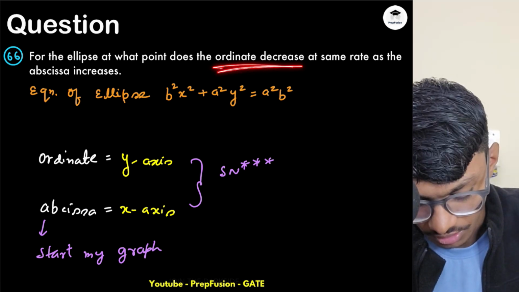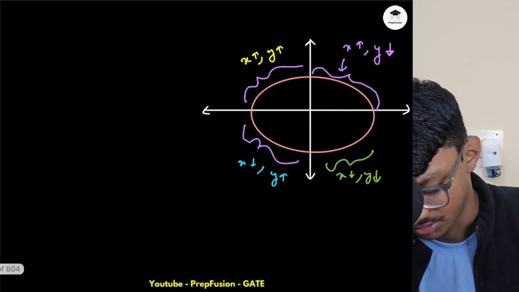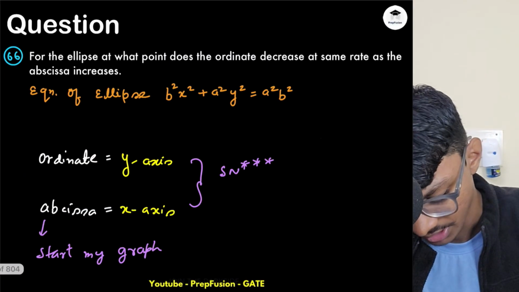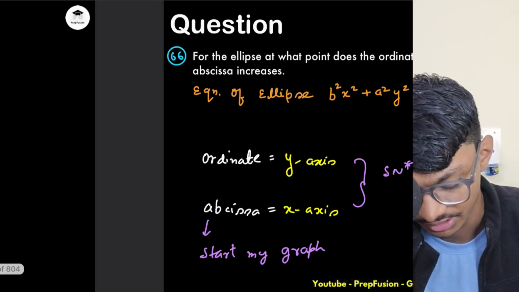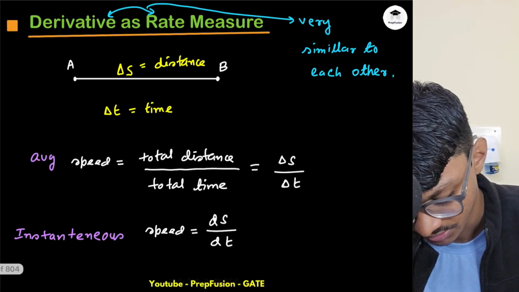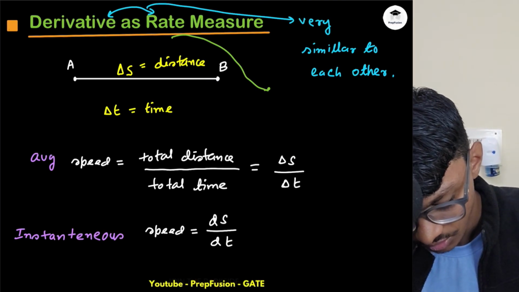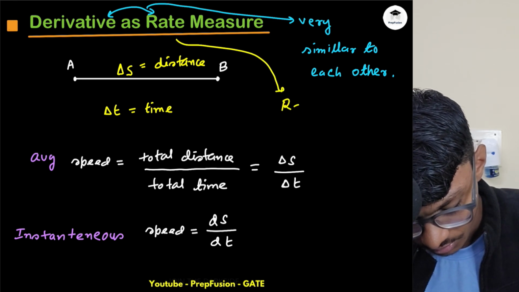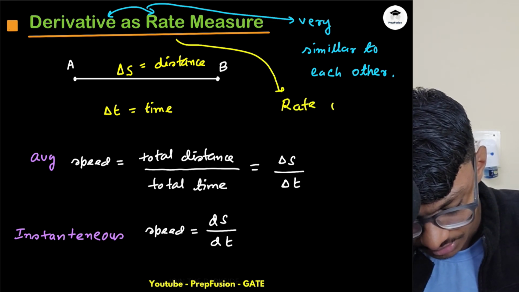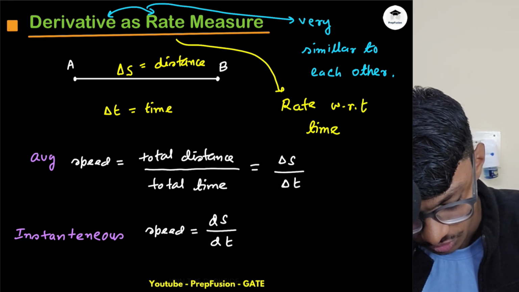They have told us the rate of decrease of ordinate is the same as the rate of increase of abscissa. But here they haven't told us anything more. Basically, what does rate mean? Rate means with respect to time. Whenever rate comes up, always think about with respect to time. Okay, I forgot to write this down: rate means with respect to time, in most cases.